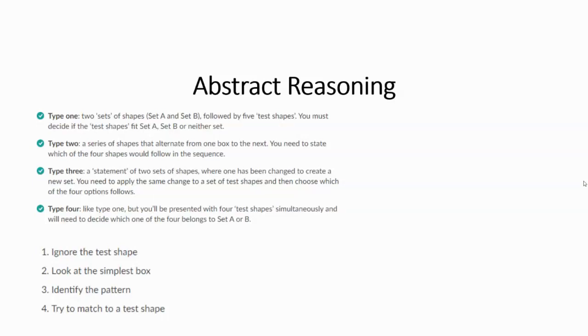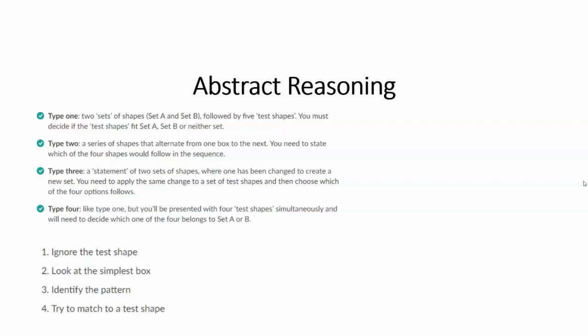Type 2 is where you get a series of shapes which alternate, following a pattern, so maybe add a square or add a side every single time, and you state which one is next in the sequence. The third type is where you've got two sets of shapes and one's been changed to create another shape, and you have to find out what that pattern is and apply it to a shape it gives you. It's easy once you do the question. The fourth one is the same as the first, but you only get one shape, and you have to say which set it belongs to, A or B.